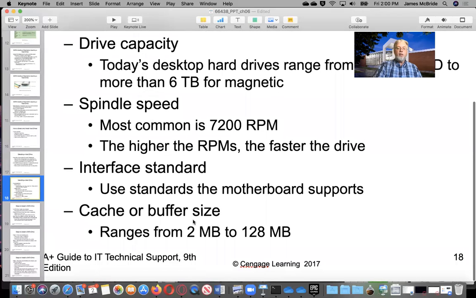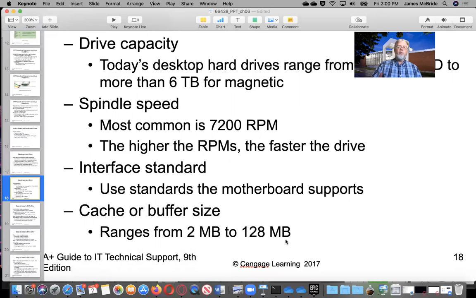Now, moving on, cache sizes and buffer sizes. This is SATA, so interface standards use standards that the motherboard supports. Yeah, SATA. So anyway, cache size or the buffer size, that's also important. The 10 terabyte drive I have was a little more expensive because it spins at 10,000 and has 128 megabytes of space for cache.